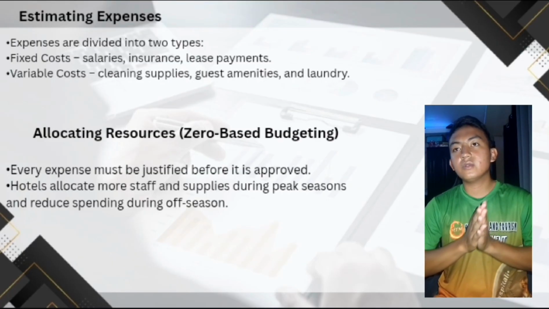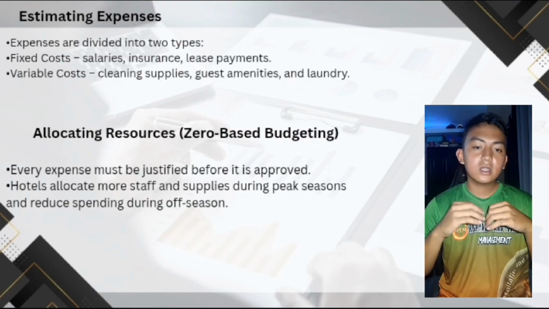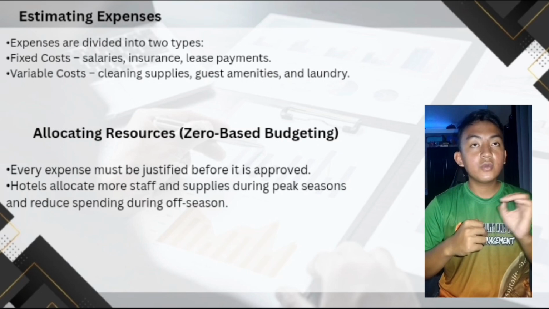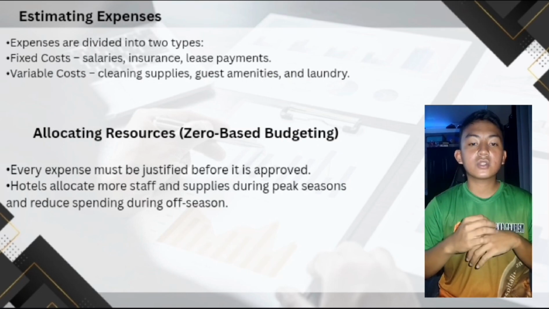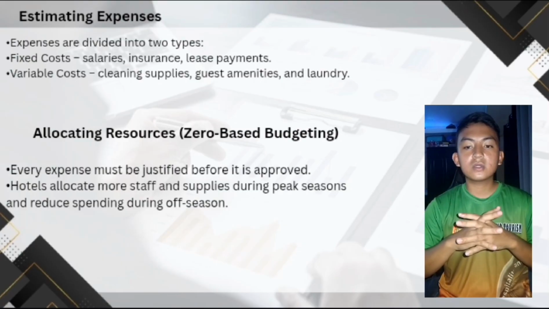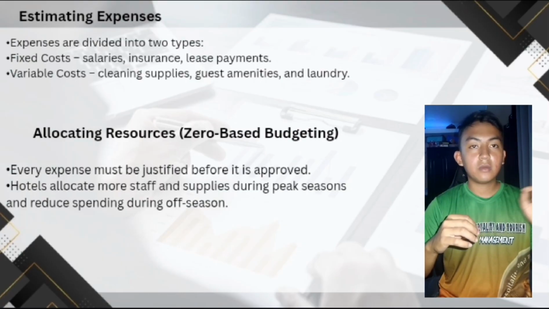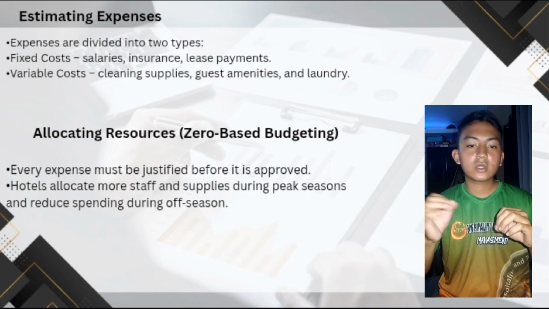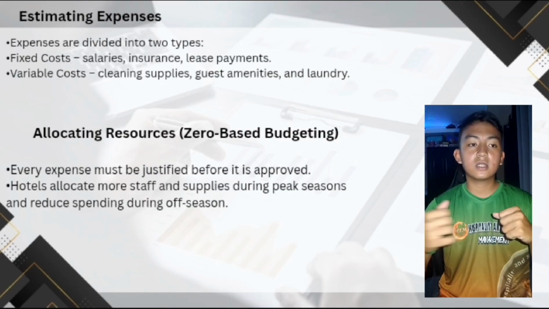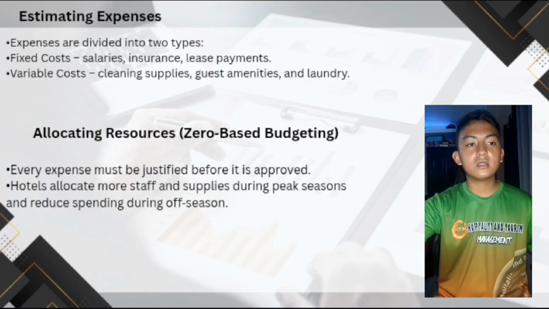For example, if only 30 rooms are occupied, the housekeeping department uses fewer toiletries, towels, and laundry service. But if 90 rooms are occupied, the hotel needs more shampoo, soap, towels, and laundry service, which increases the expenses.